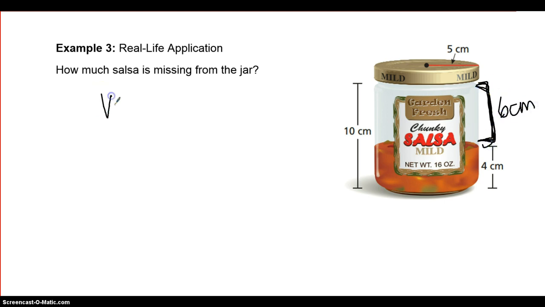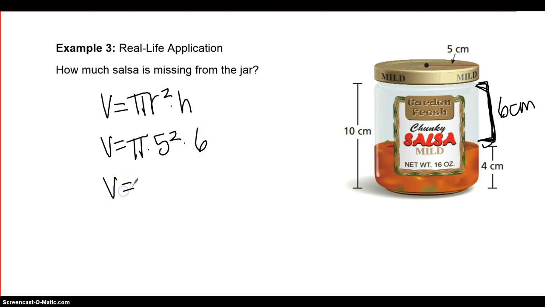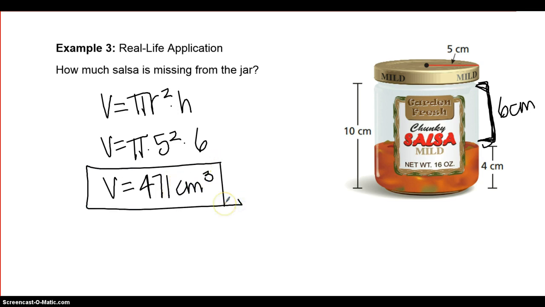So when we're calculating this, volume is equal to pi r squared times the height. And volume is equal to pi times 5 squared times the height, which is 6. And when plugging this into my calculator, 3.14 times 5 squared times 6 is equal to 471 centimeters cubed of salsa is missing.